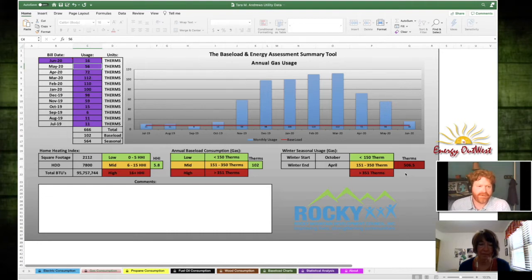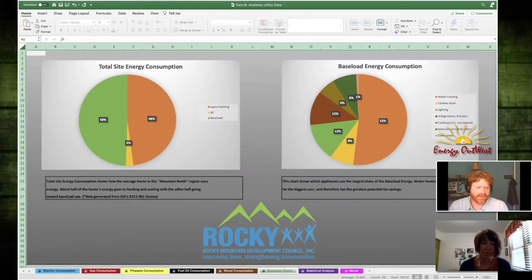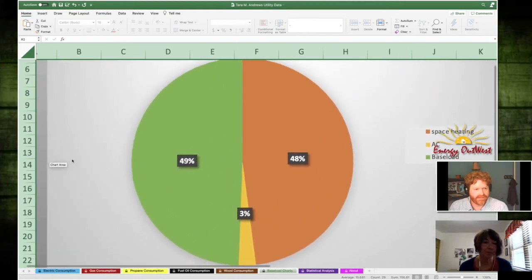So now that we've looked through where the energy usage is going for electric and base load, the follow-up question that a client might ask is, well, where does that usage go? So Wyatt, if you wouldn't mind going over to the base load charts, we can review that real quick. The pie graph on the left is based on energy averages compiled for our region. And again, you can see that for our region, the Zone 6 climate, we are looking at about a 50-50 split between space heating and baseload, and very little going towards cooling.